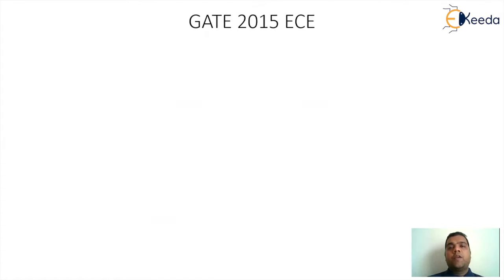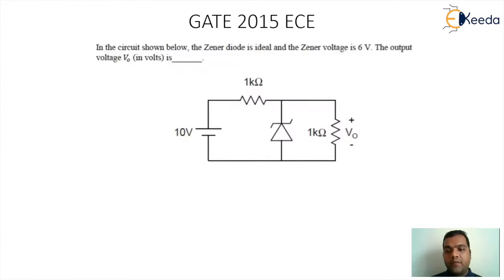So this question is from the GATE 2015 EC paper. Let's have a look at the question. The question is, in the circuitry shown below, the Zener diode is ideal and Zener voltage is 6 volt. The output voltage VO in volts is. So if your observation is sharp, there is a 10 volt supply and there are two 1 kilo ohm resistances.